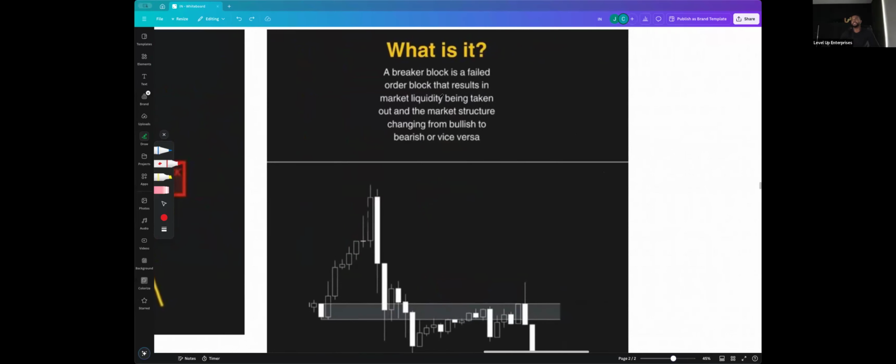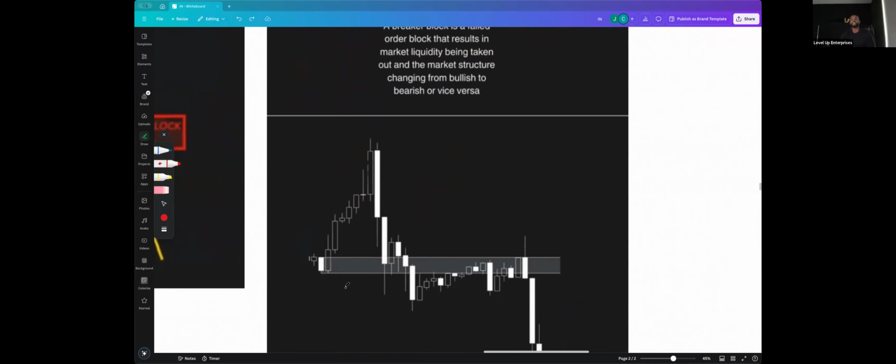A breaker block is essentially a failed order block, right? Whenever an order block fails. So how does that look? Let's take a look at this real quick. Just follow me right here. This right here is an order block. That is the last green candle before we had a set of consecutive red candles. Aside from that, what makes an order block high probable? It creates a fair value gap. And as you can see, we have a fair value gap right there.